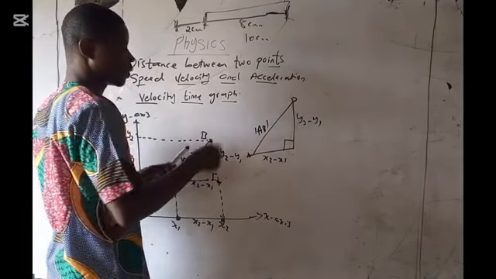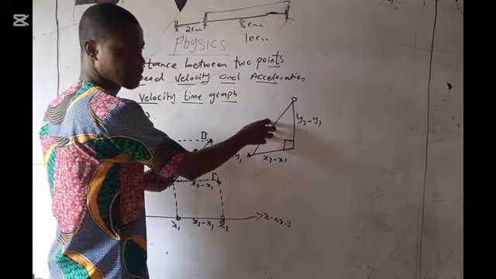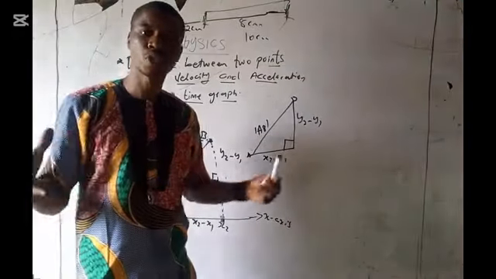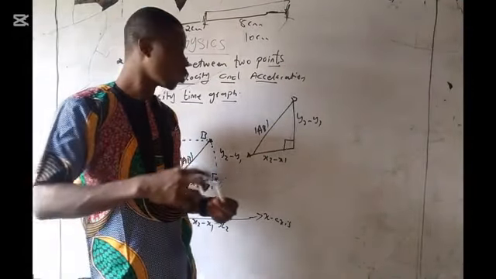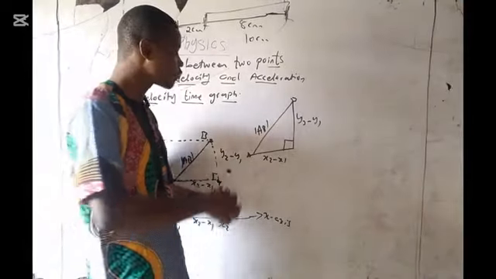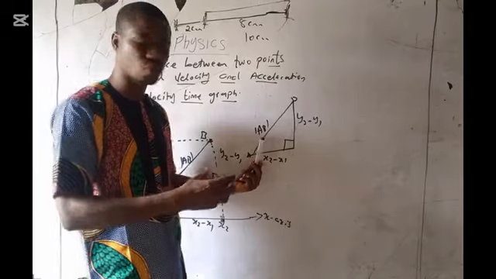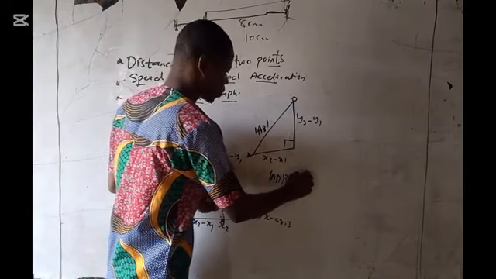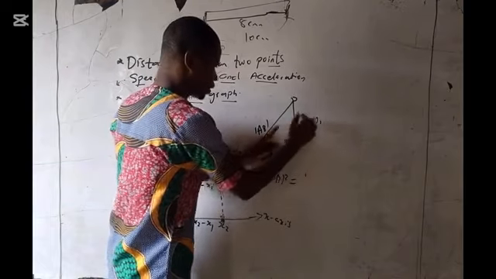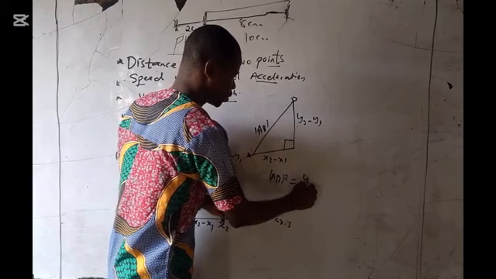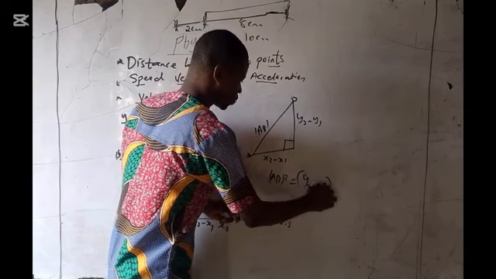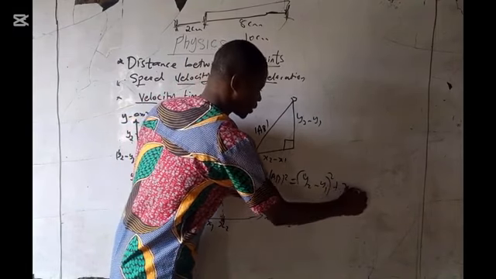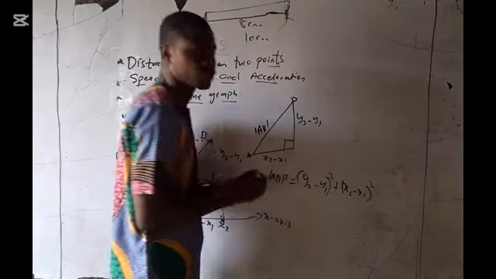Now, if you apply Pythagoras rule here, you know Pythagoras rule says that in the right angle triangle, the square of the hypotenuse side is equal to the sum of the squares of the other two sides, that is the opposite and the adjacent. So applying Pythagoras rule here, we have AB squared equals the square of this side, y2 minus y1 all squared, according to Pythagoras rule, plus what? The square of this side too, x2 minus x1 all squared.